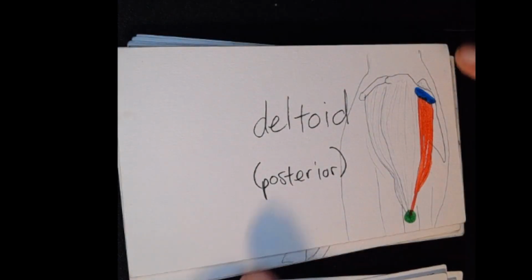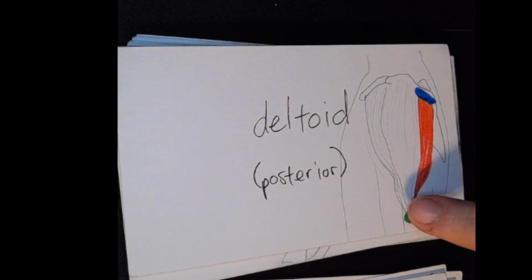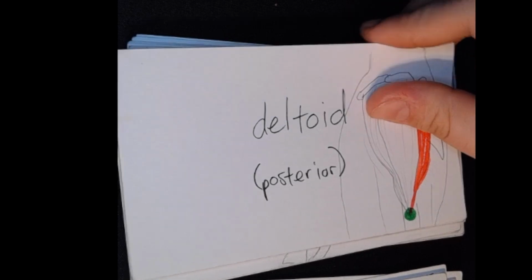Posterior deltoid. Origin: spine of the scapula. Insertion: deltoid tuberosity. Action: shoulder abduction, extension, hyperextension, lateral rotation, horizontal abduction. Innervation: axillary nerve.